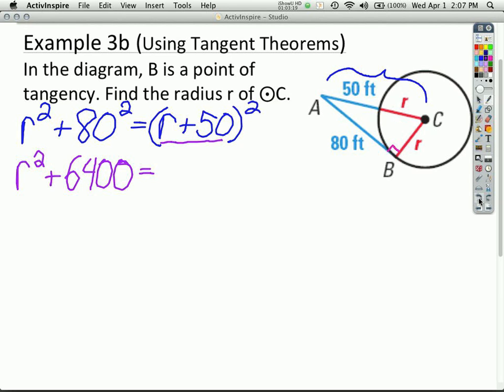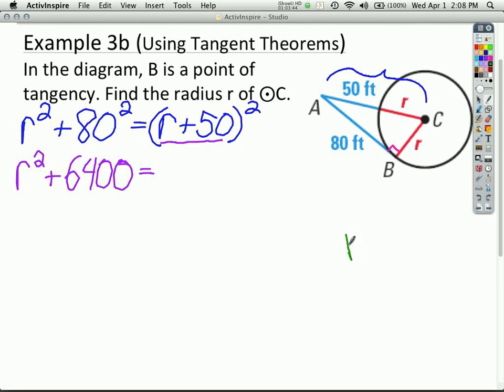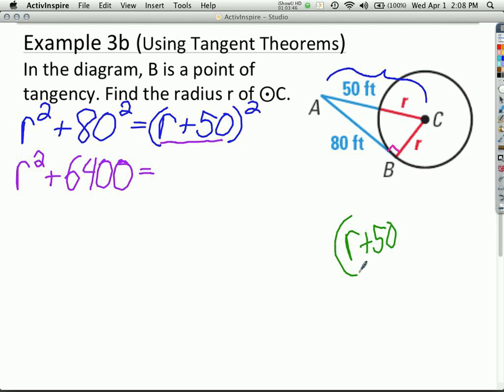Okay, but now we need to simplify this. So how can we do that? Reaching back to algebra. It's all coming back to you now, right? Jabari? Don't you have to do r plus 50 times r plus 50? You could foil it. So you guys could do a little side trip and do r plus 50 times r plus 50 and foil it.